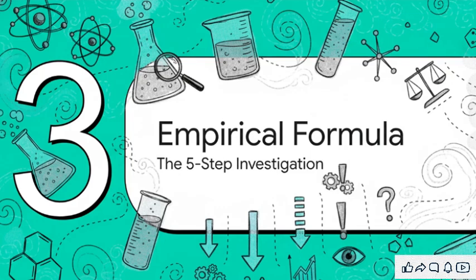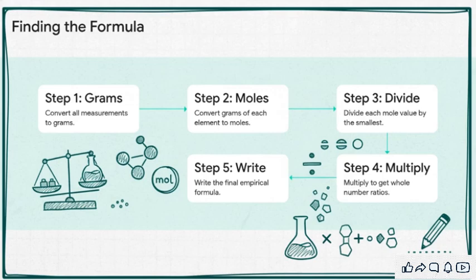So let's walk through that process. Here it is, the 5-step playbook. First, you figure out the mass of each element in your sample. Second, you convert that mass into a universal unit called a mole. You can think of it like a chemist's version of a dozen, just for a massive number of atoms. Third, you divide to find the simplest ratio. Fourth, you do a quick multiplication to get rid of any pesky fractions. And boom, fifth, you write down the formula.